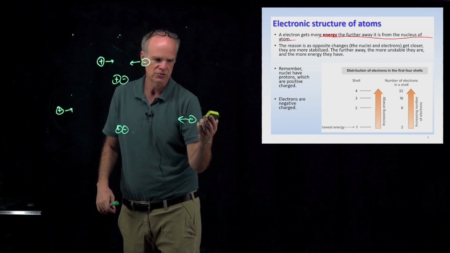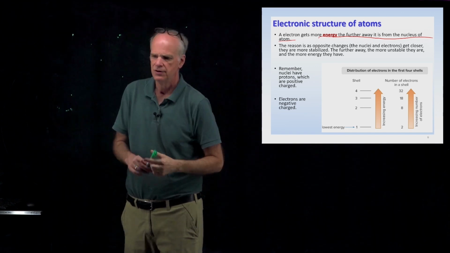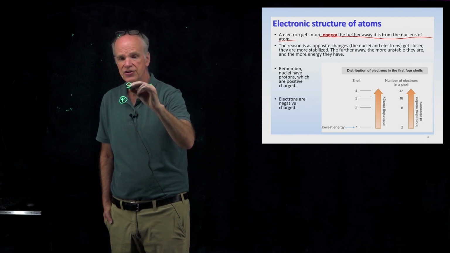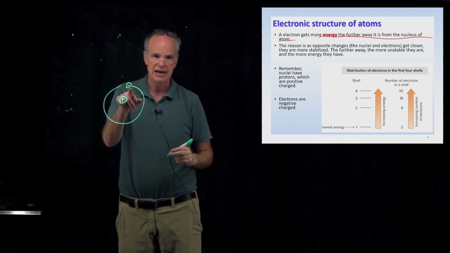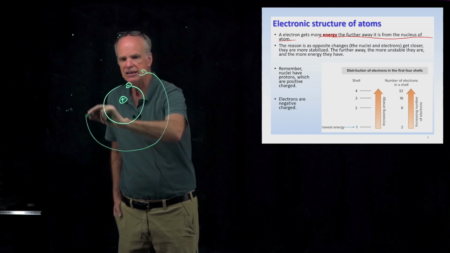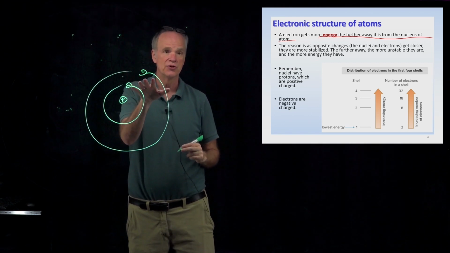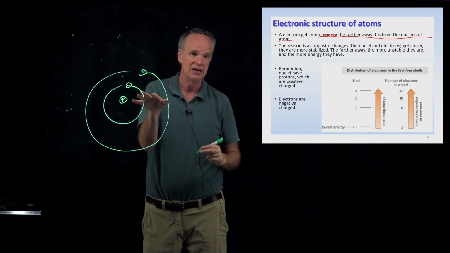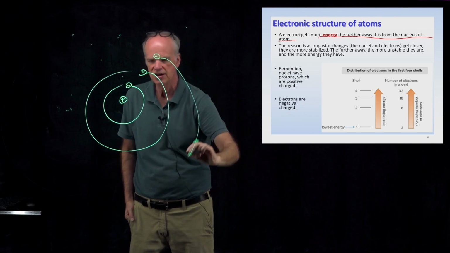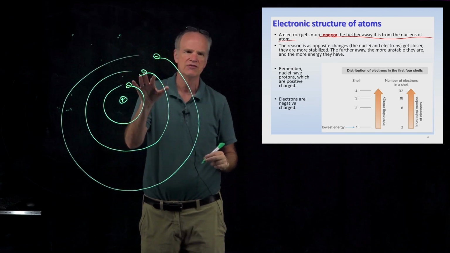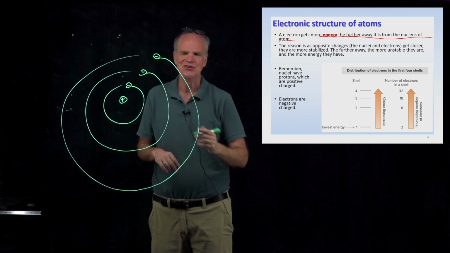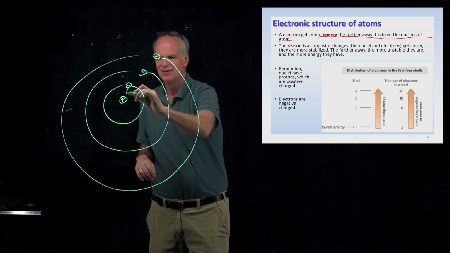So what this means practically is the following. If you have a nucleus here, and you have an electron that is out here in the first energy level, it has a certain amount of energy. Now, if the electron is out here in the second energy level, it's going to be further away from the positively charged nucleus, and so it's going to even have more energy. And if you have an electron in the third energy level, it's even further out, and so it's going to have even more energy.